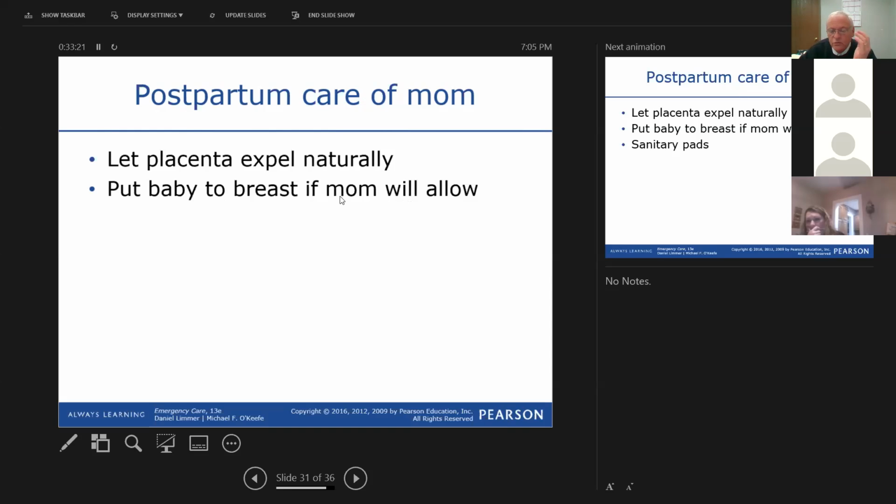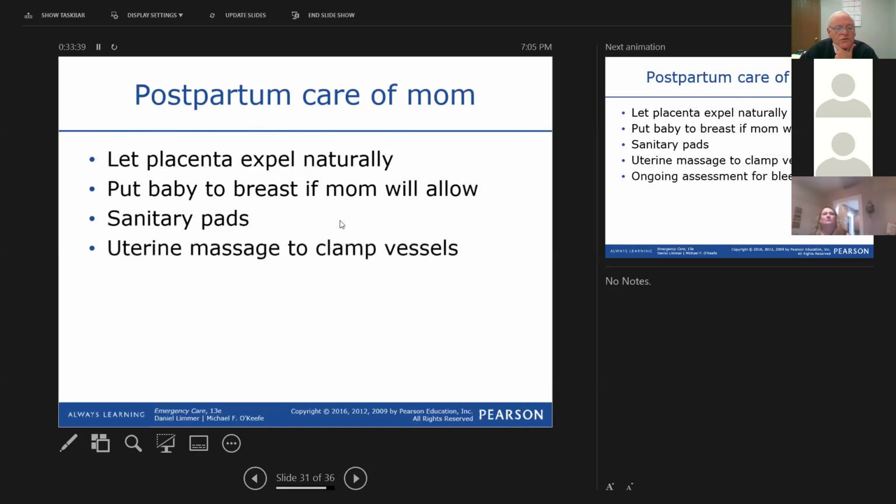Now, not all moms are going to be breastfeeders. The other thing you've got to remember, it's not your baby. You don't pass it around the crew, okay? It's not grandma's baby, it's mom's baby. Baby goes back to mom. We can place sanitary pads over the vaginal opening.